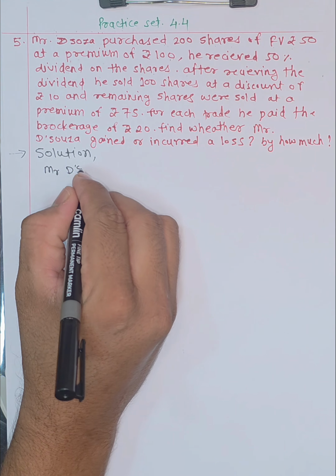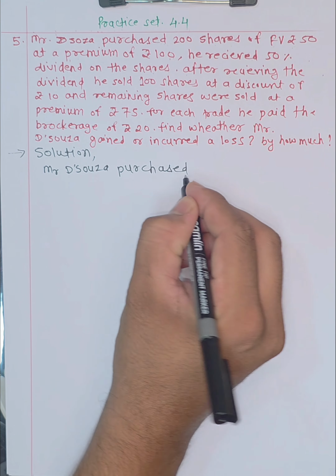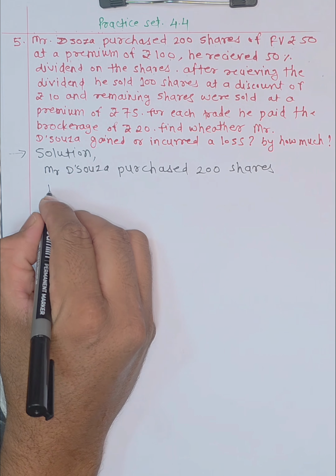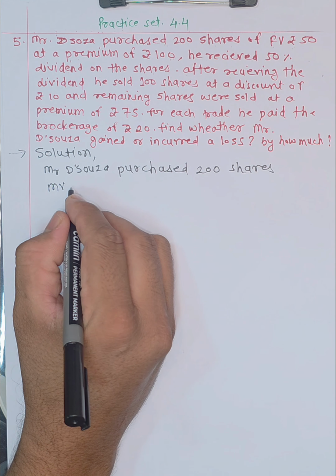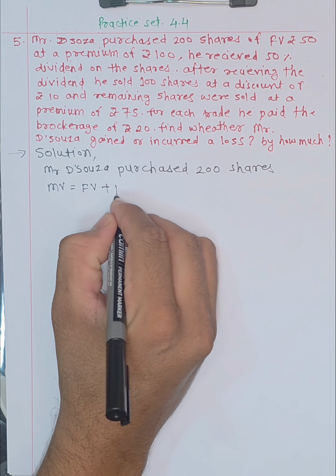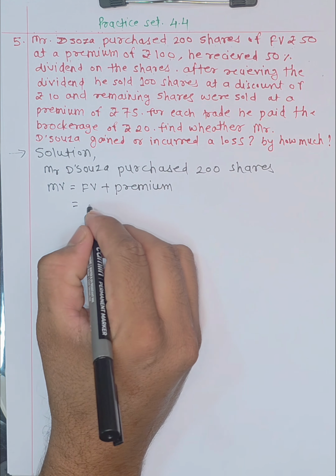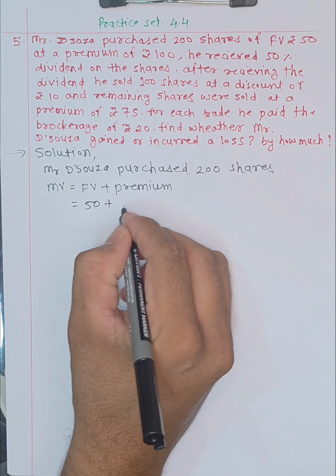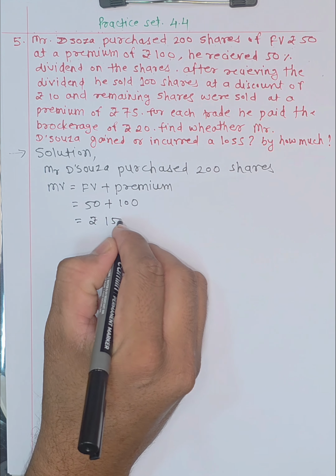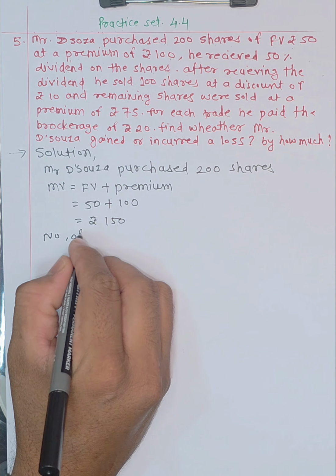Mr. D'Souza purchased 200 shares of market value, which is equal to face value plus premium, which is equal to 50 plus 100 equals rupees 150. He purchased 200 shares of market value rupees 150.